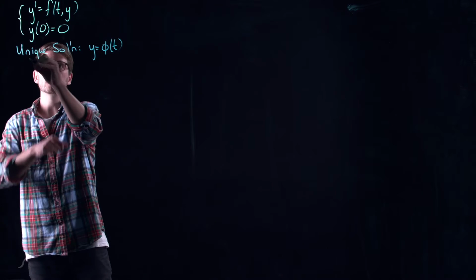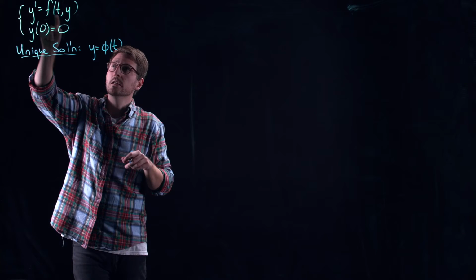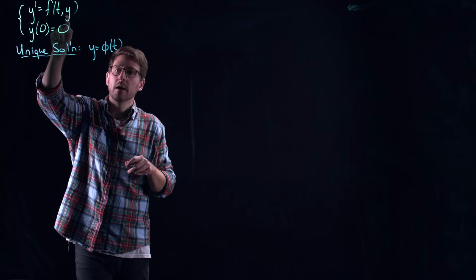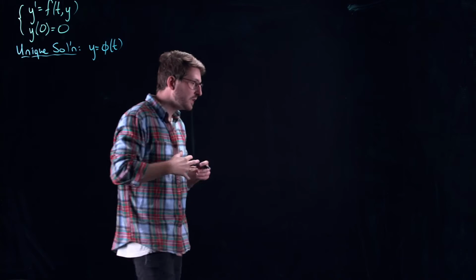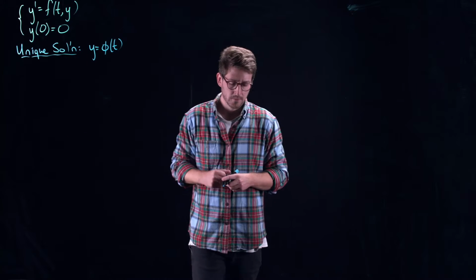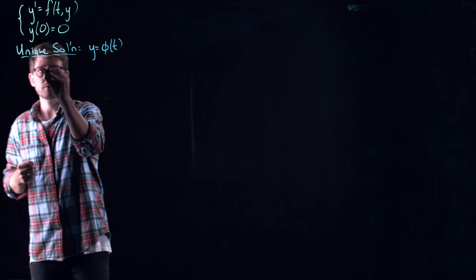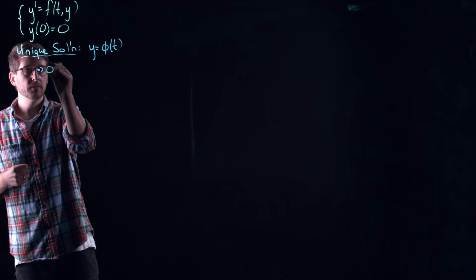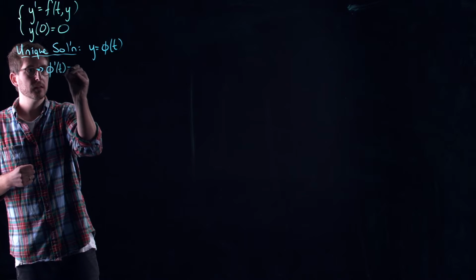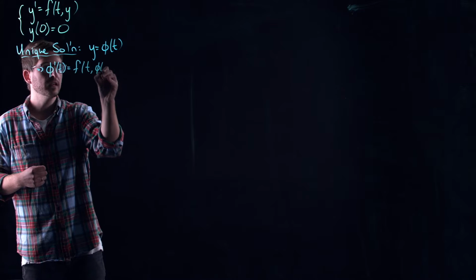Okay, so since this is a unique solution, I know that phi prime is equal to f of t comma phi of t for every value of t where that solution exists, right? In some region of the origin. Okay, then, so let's actually write this down. This implies that phi prime of t is equal to f of t comma phi of t.